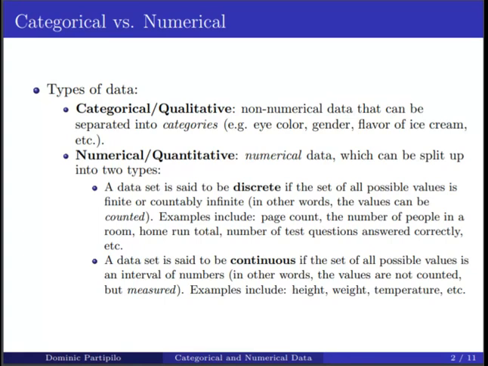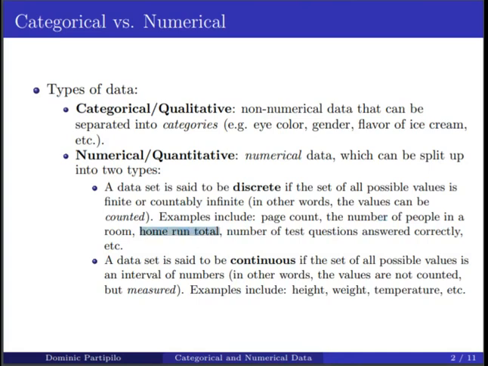So numerical data is numeric in nature, and we have two different types of numerical data. The first type of numerical data is called discrete. Numerical data is said to be discrete if the set of all possible values is finite or countably infinite. That sounds super fancy, but all that means is that we're able to count this type of data. Examples of this would be page count, or the number of people in a room, or the number of home runs a baseball player hits in a season, or the number of test questions answered correctly. These are things that can be counted.